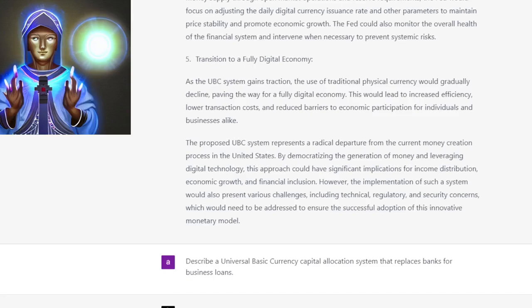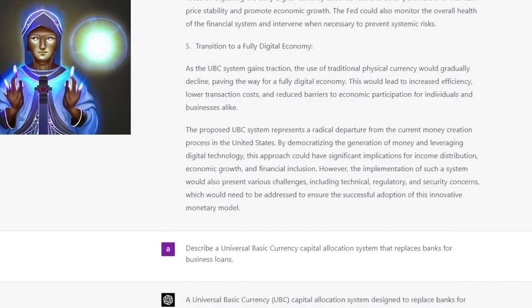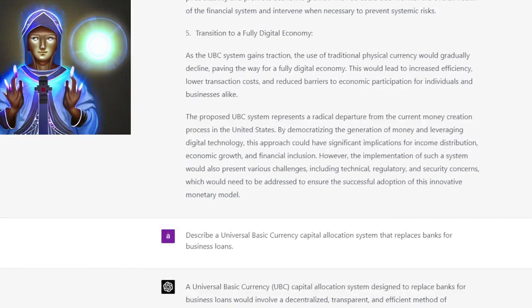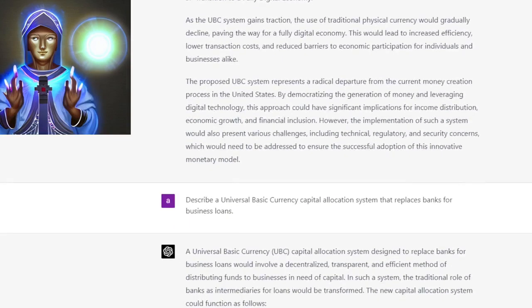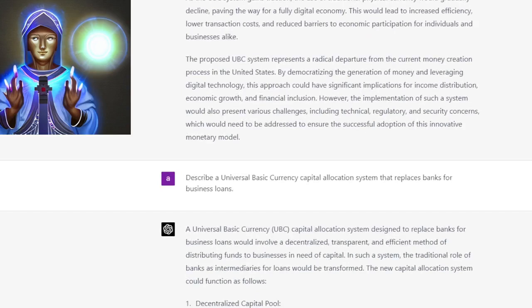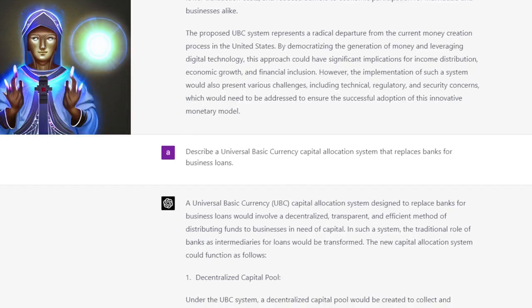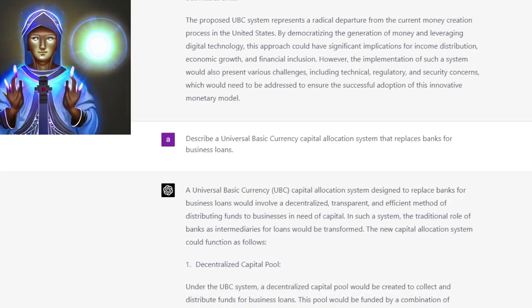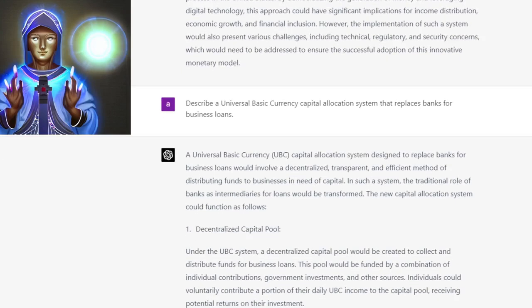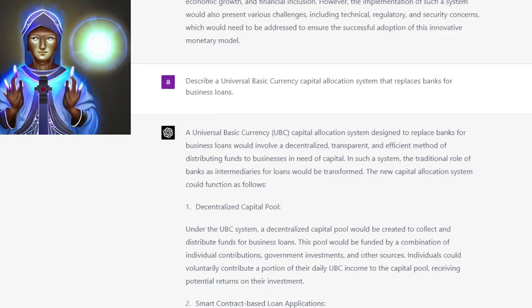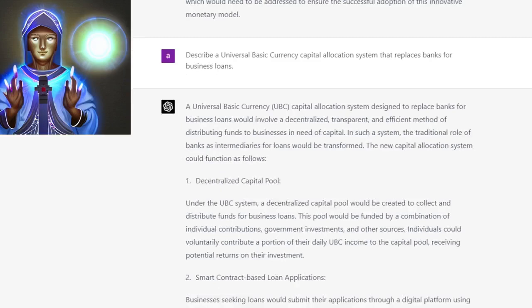A universal basic currency, UBC, capital allocation system designed to replace banks for business loans would involve a decentralized, transparent, and efficient method of distributing funds to businesses in need of capital. In such a system, the traditional role of banks as intermediaries for loans would be transformed. The new capital allocation system could function as follows.